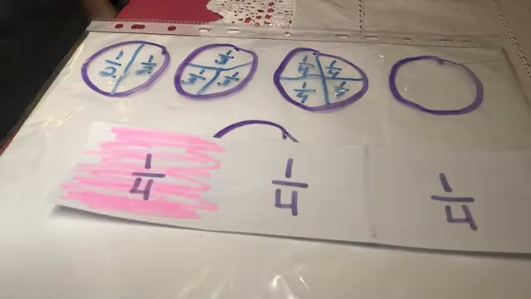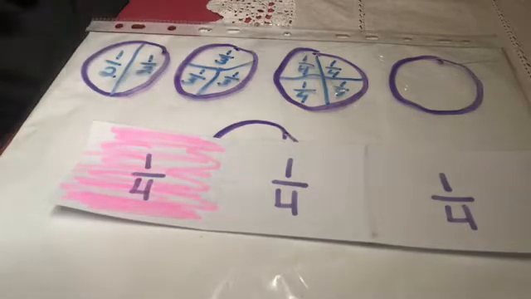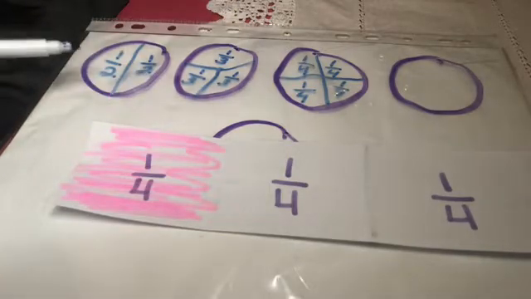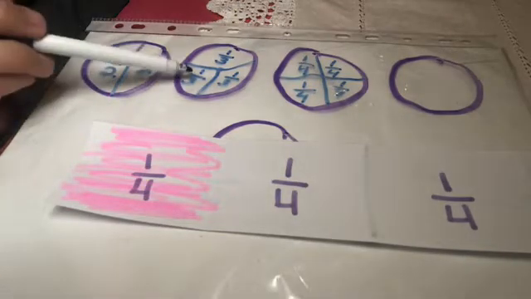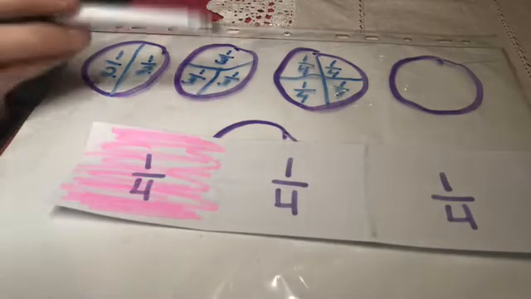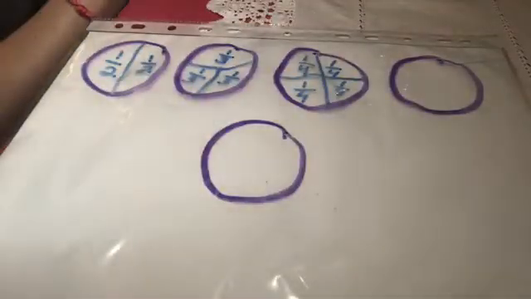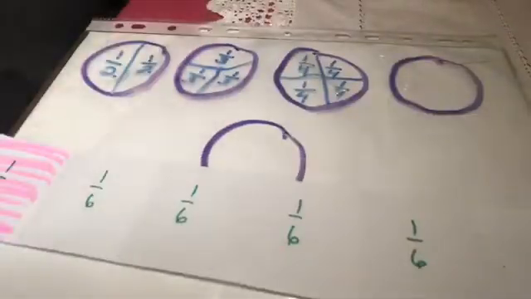Third graders, if you take a look, as I'm partitioning these circles into halves, thirds, and fourths, every time I partition them, even though the circle's basically the same size, the parts are getting smaller. Every partition or cut I make means I have a smaller piece.